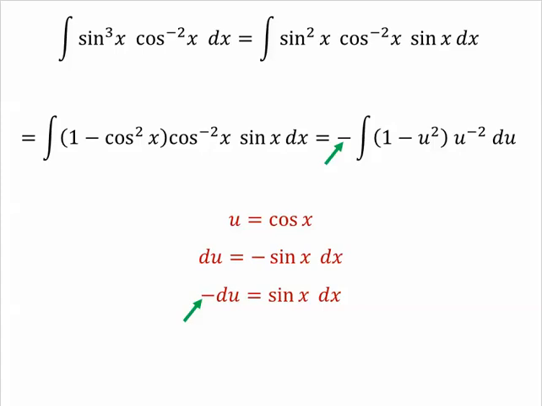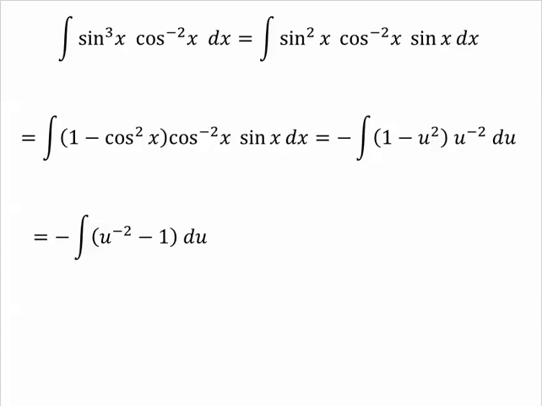Notice that I put my negative out front. You don't have to do it, but I like to do that. Next, I'm going to distribute u to the negative 2 power. So I'm going to go u to the negative 2 times 1, and then u to the negative 2 times u to the 2. And this is what I get. I'm now ready to integrate.